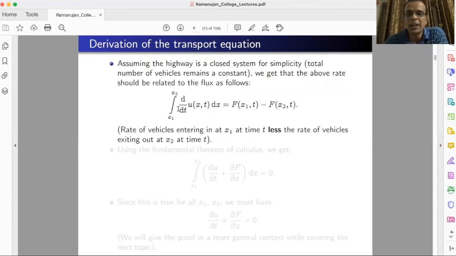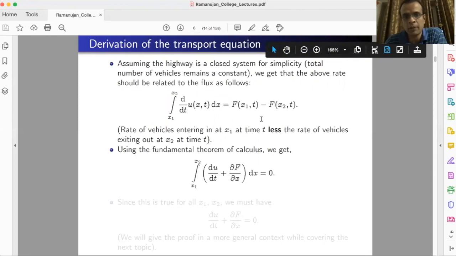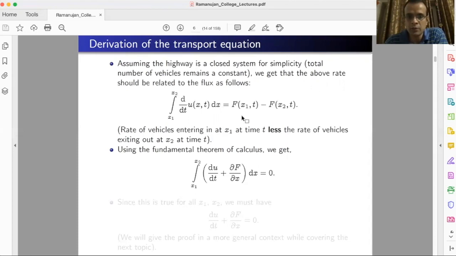the flow rate at x1, which is the number of vehicles entering at x1 at time t, minus the rate of vehicles exiting out of the point x2 at time t. So that's given by the right, f(x1,t) minus f(x2,t). So now what I can do is use the fundamental theorem of calculus to write this part over here, which is f(x1,t) minus f(x2,t), as an integral. So that's going to be a space integral. Actually, it's the negative of the integral from x1 to x2 of df/dx dx.